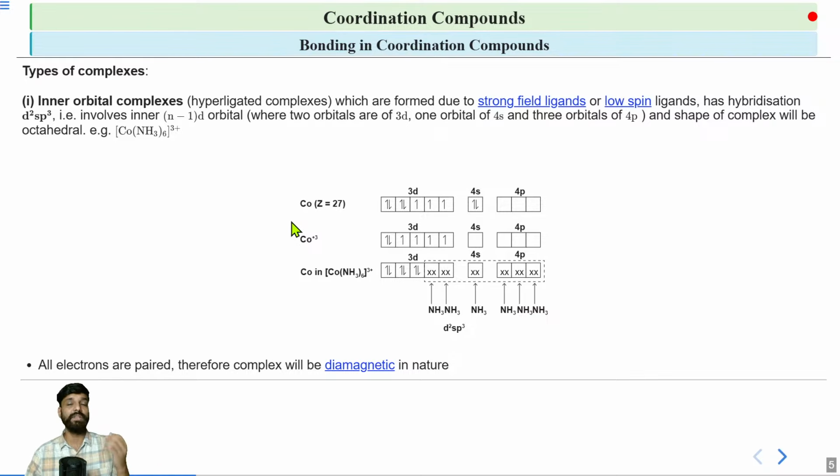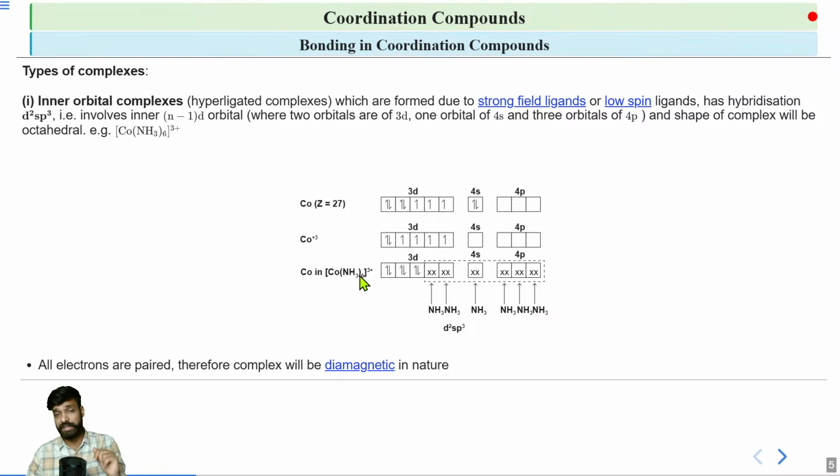And remember, how will we decide whether a given ligand is capable of pairing the electrons of your metal ion or not? For that we will have to study CFT. So this is one of the limitations of valence bond theory. It does not quantitatively explain which ligand will pair up the electrons of the metal ion and which will not. Here it is seen that NH3 is pairing up, while in the outer orbital complex the pairing is not done. That is something not explained by VBT.